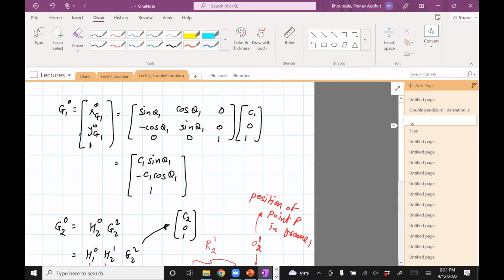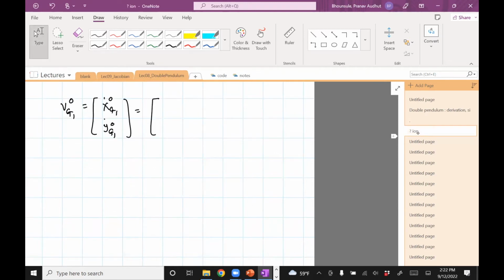That's the expression, C1 sine theta 1, for the x of g1. So I need to take the derivative of that. It will be C1 cosine theta 1 times the derivative of theta 1 with respect to time. And then the same for the second row. So this will be C1 cosine theta 1 dot minus C1.